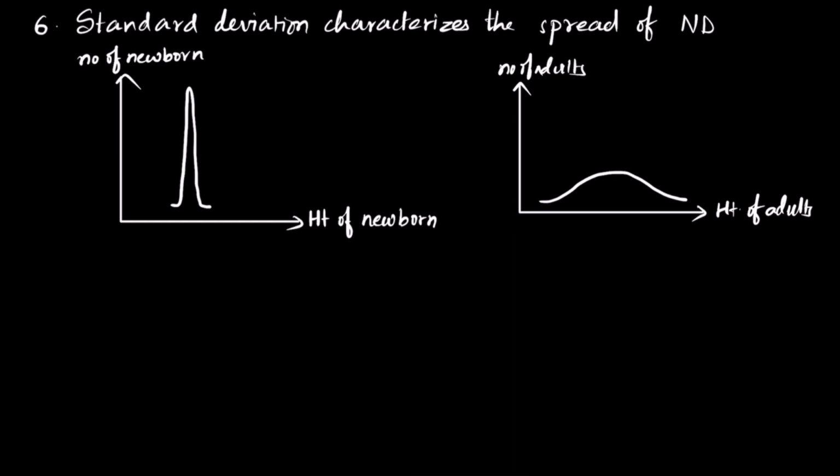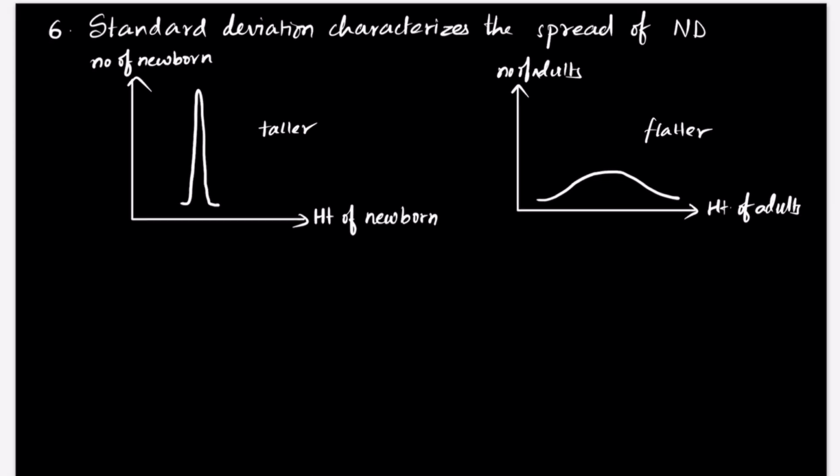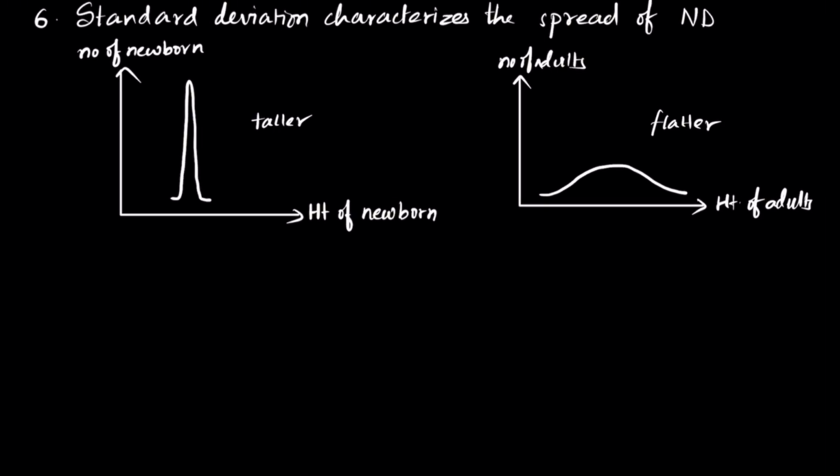In the first graph, you can see that the graph is taller, while the second graph is flatter. What is the reason behind it? In the first graph, the mean value is 20 inches. That is, the mean of newborn is 20 inches, while the mean of heights of adult is 70 inches. The average height of newborn is 20 inches, and the average height of adults is 70 inches.